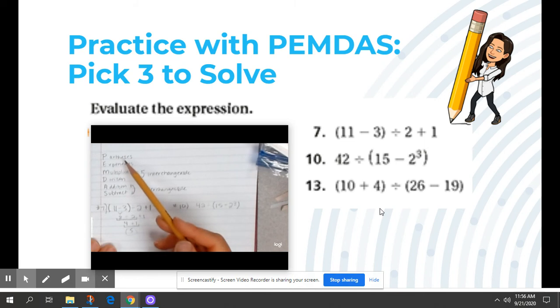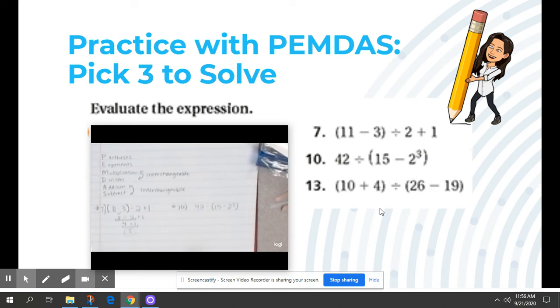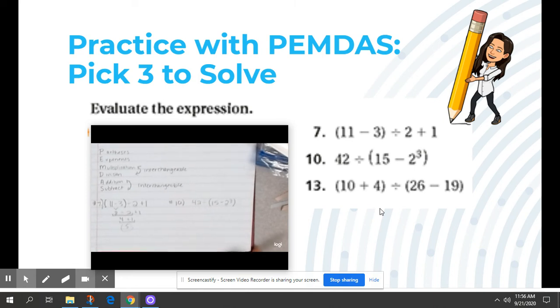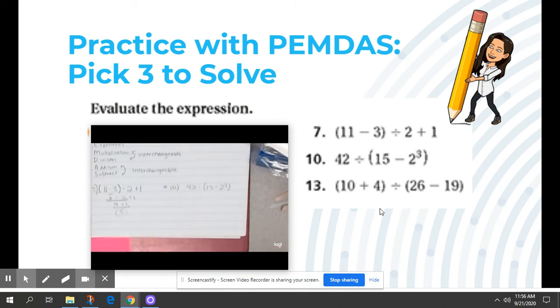And I went in order of checking parentheses. There were no exponents. Then we did division. Then we did addition. So that's how you would solve number 7. The answer is 5. Again, it's a little blurry. I'm going to try to see what I can do with my camera. But for right now, I apologize that it's kind of hard to see.